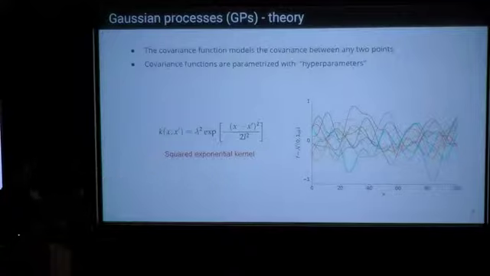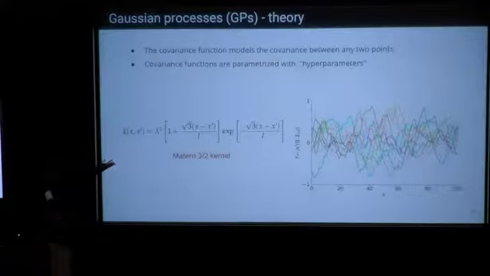There are many other choices that you can make for kernel functions. Another example is the Matern 3/2 kernel, and you can see the functions are a bit rougher. The previous kernel gives you infinitely differentiable functions. This kernel gives you twice differentiable functions. You can do many different things with kernels. You can sum them, you can take a product, you can compose them in functions, and so on.